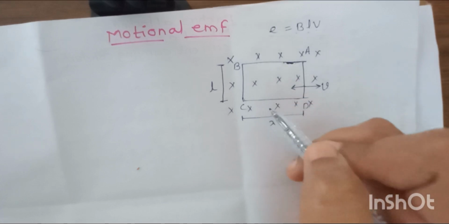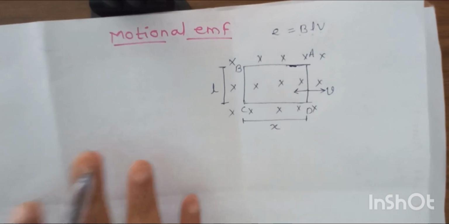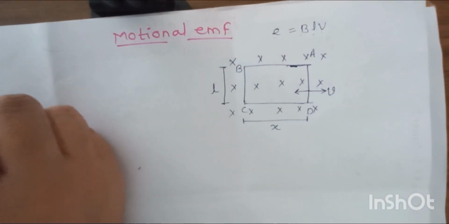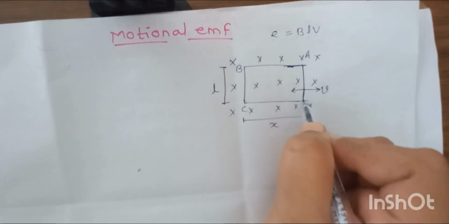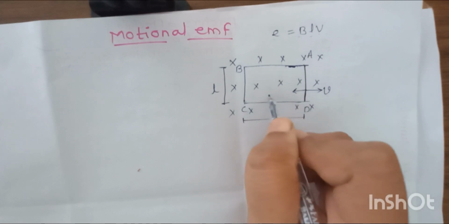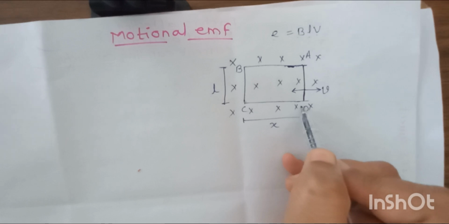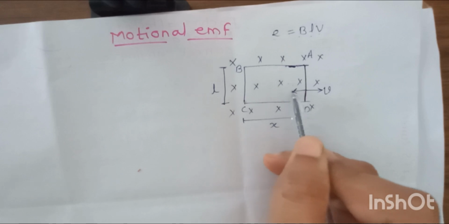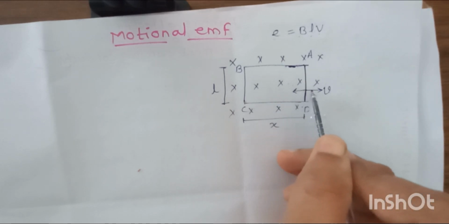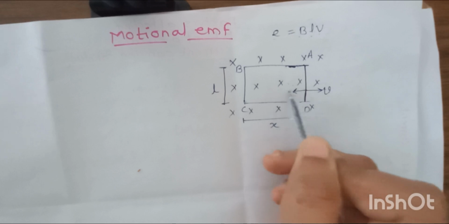So a uniform magnetic field is there, perpendicular to this plane. Suppose AD is a rod which is movable inside or outside. This rod AD is perpendicular to the plane of this magnetic field. That means whenever you move towards BC or away from BC, the number of field lines cut or the number of field lines enclosed increases or decreases according to your movement.